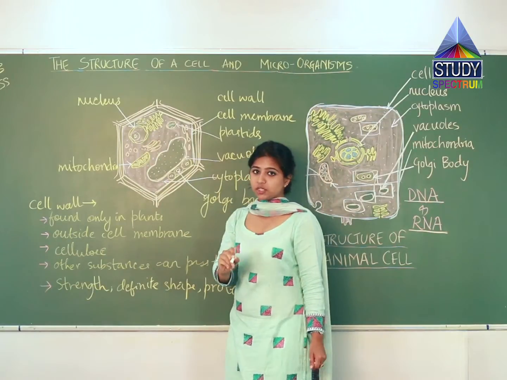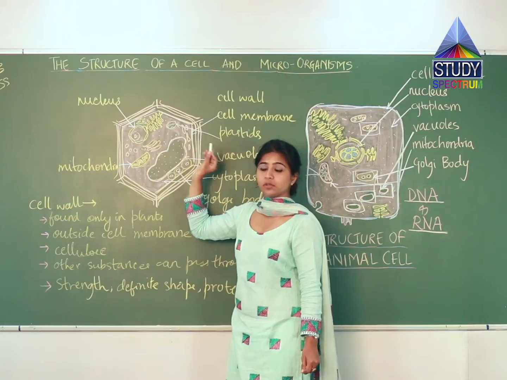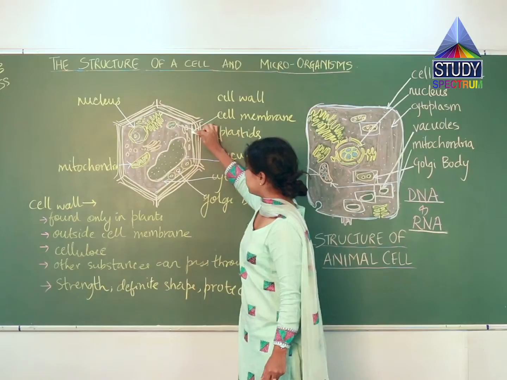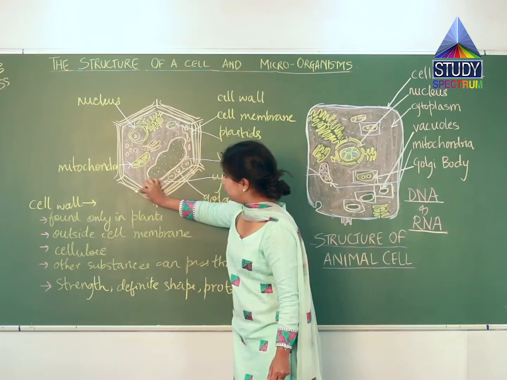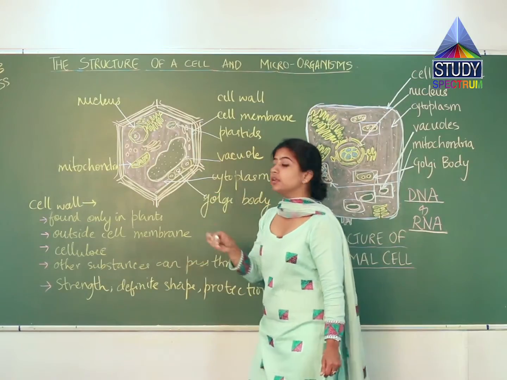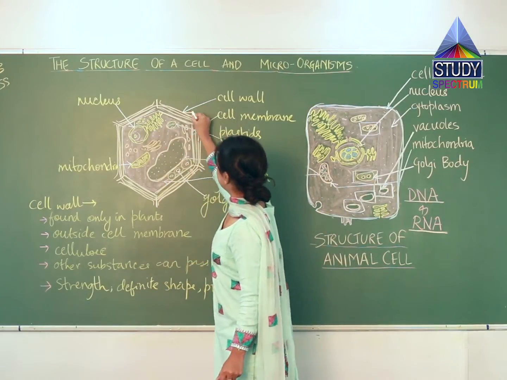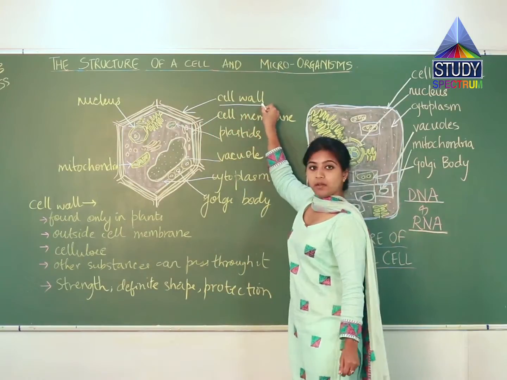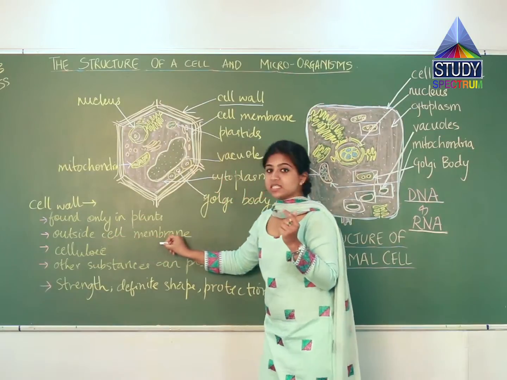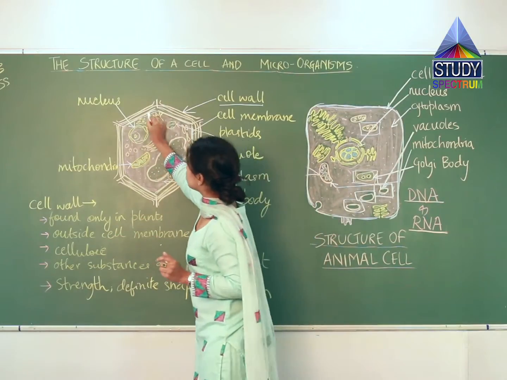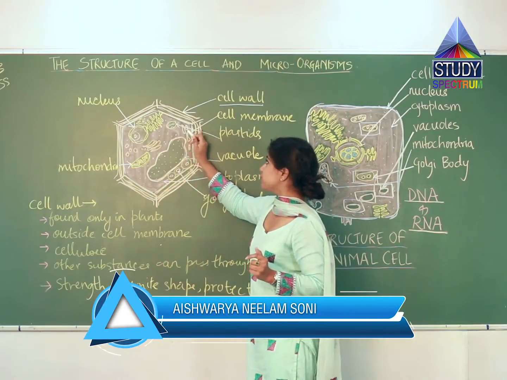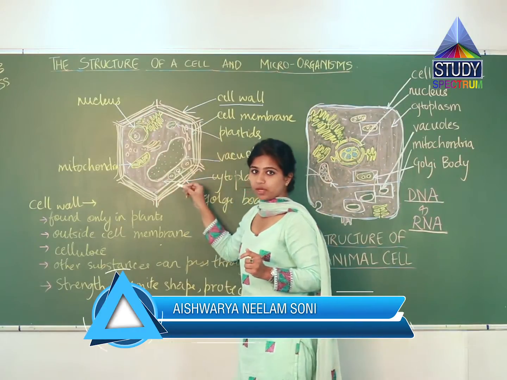Now the only addition to the whole structure of the plant cell is that it has this rigid coat on it that you can see over here. This rigid coat is nothing but the cell wall. Now the cell wall is only found in plants. It is outside the cell membrane. As you can see, this is the cell membrane that is inside, and this rigid coat is outside the cell membrane.